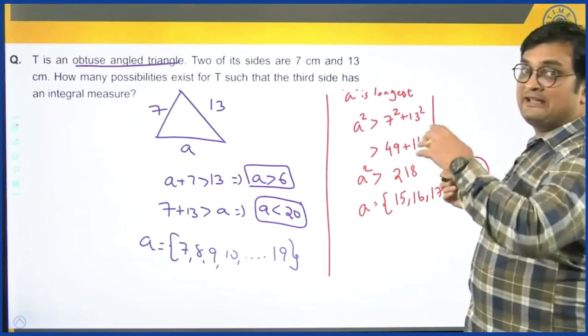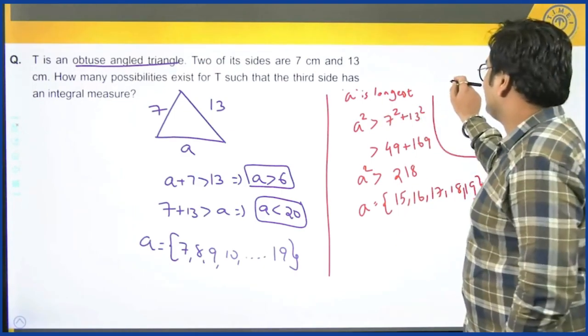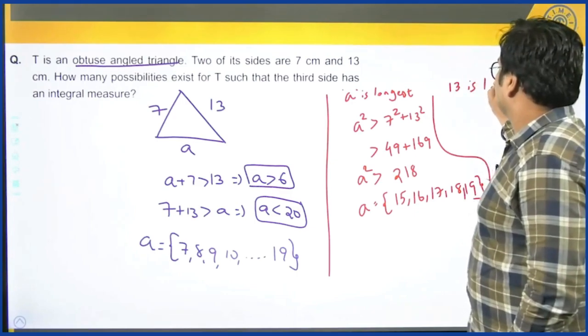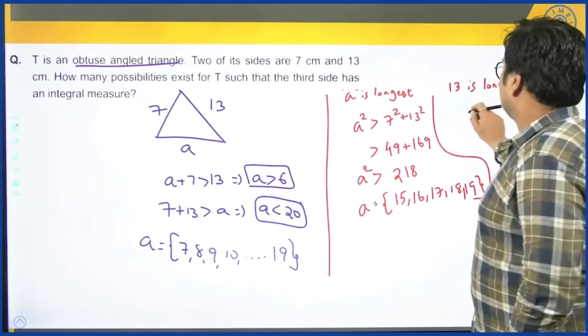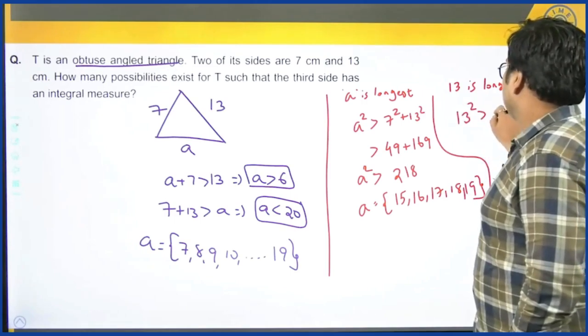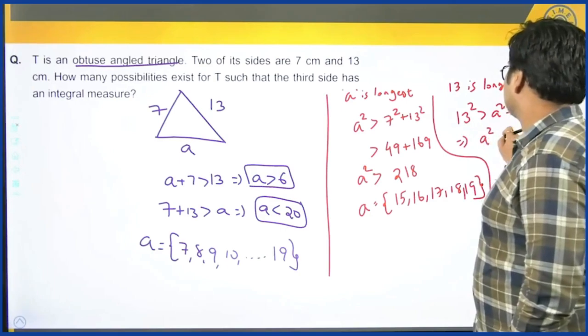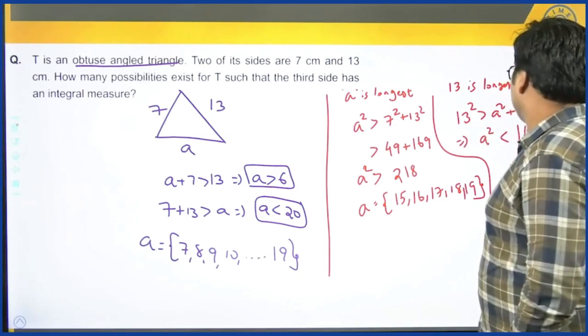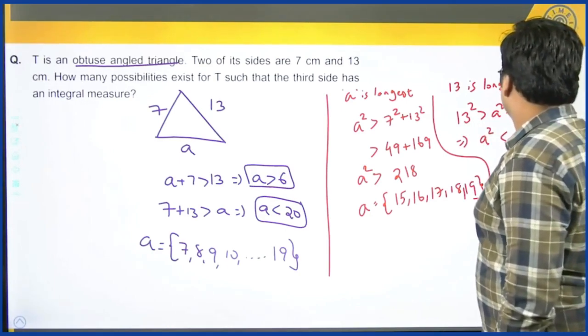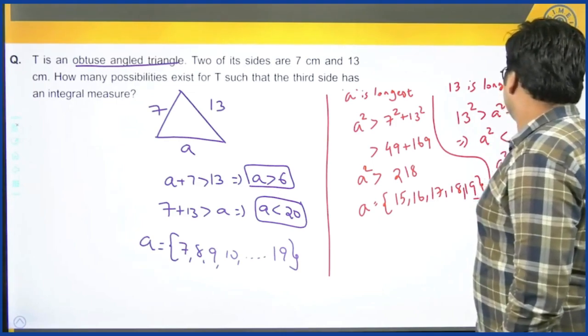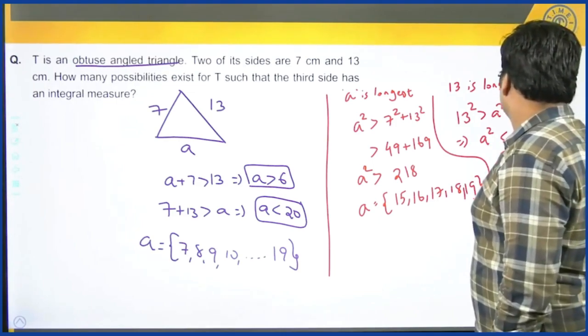Next case, if A is not the longest, that means 13 is the longest. So then 13 square should be greater than A square plus 7 square. That would mean A square should be less than 13 square, 169, minus 7 square, 49. So A square should be less than 120.